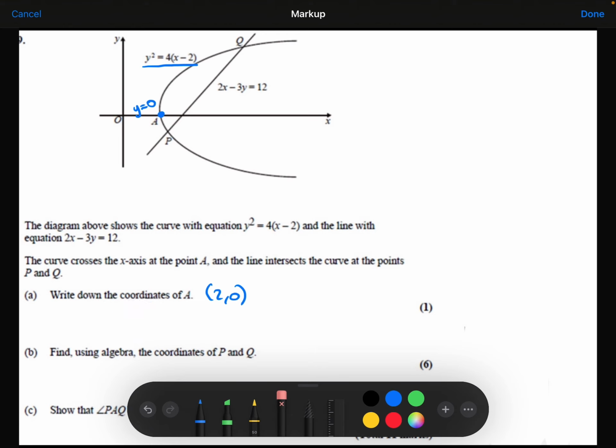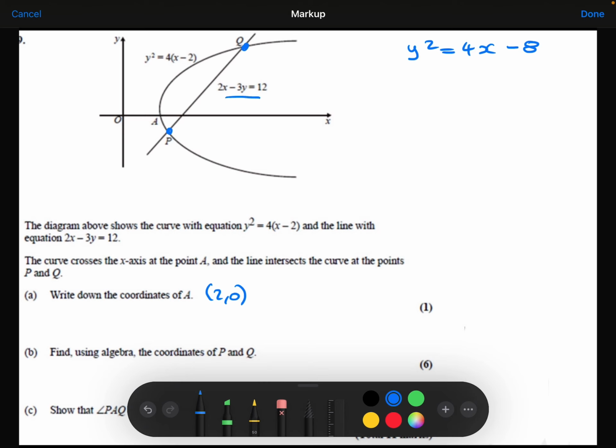Part B. Find the coordinates of points P and Q, which is where our straight line intersects with the curve. So we're going to do simultaneous equations here. So my curve, let me just write that down. y squared equals 4, I'm going to expand the brackets, 4 times x, 4 times the minus 2.